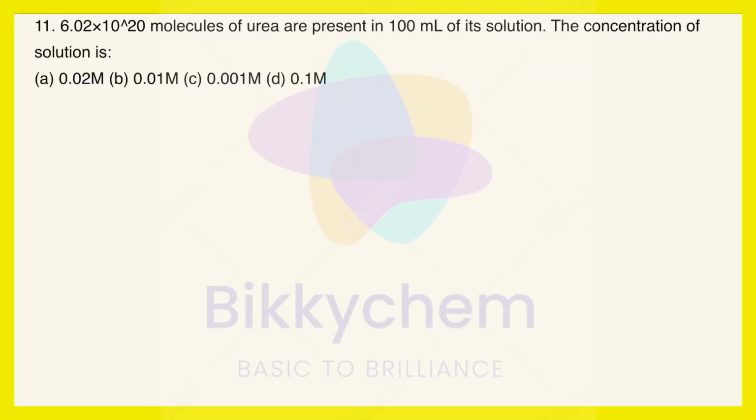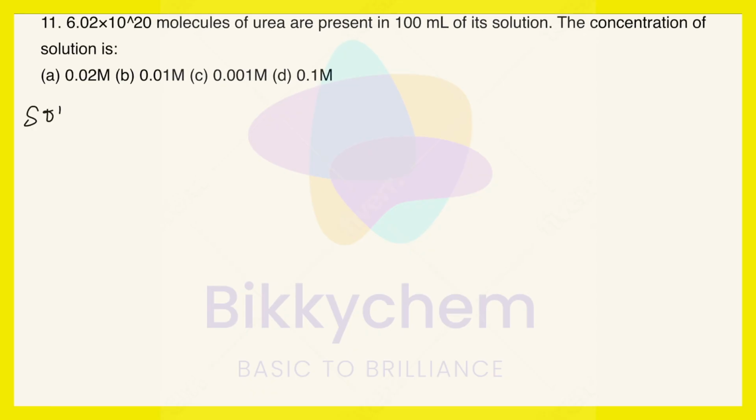Okay, dear students, let's see the next question. What is the concentration of this solution which contains 6.02 into 10 to the power 20 molecules of urea in 100 ml of its solution? In this case the formula of urea is H2CONH2. So if you calculate the molar mass, we'll get 60 gram per mole.